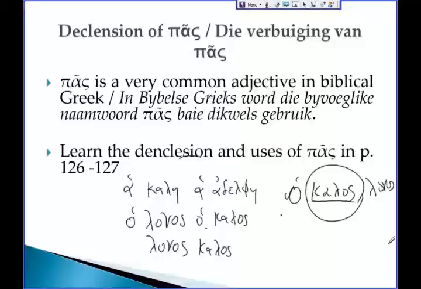But then these, you can only master them. First master the declensions, and then you will go to the uses and see how it differs as it appears in various texts. Okay? I think that's all for today.